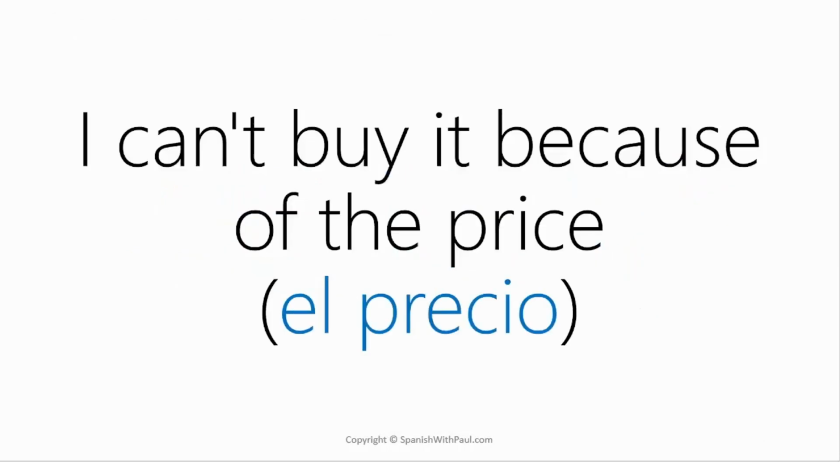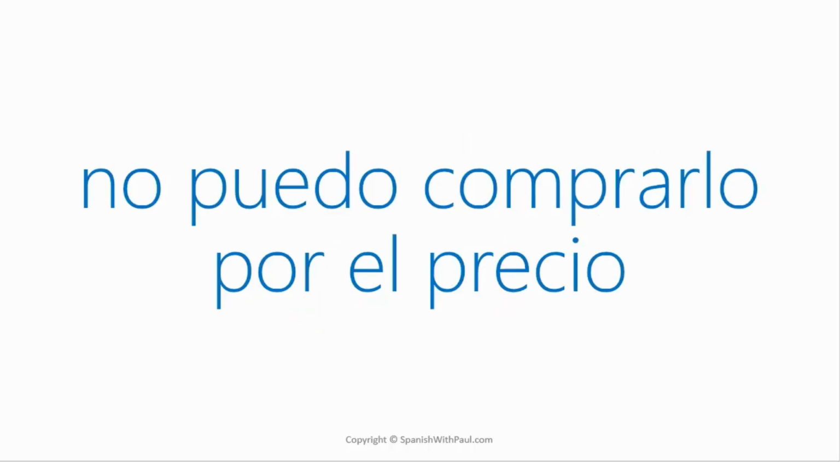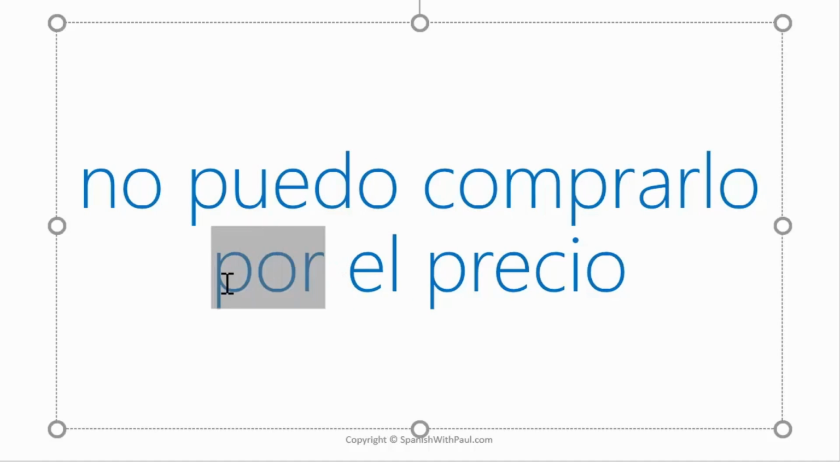Let's try another. I can't buy it because of the price. The price is el precio. How would you translate it? No puedo comprarlo por el precio. So here, por is "because of the price." In other words, the price is the reason why. It's the reason why you can't buy it. Por el precio.